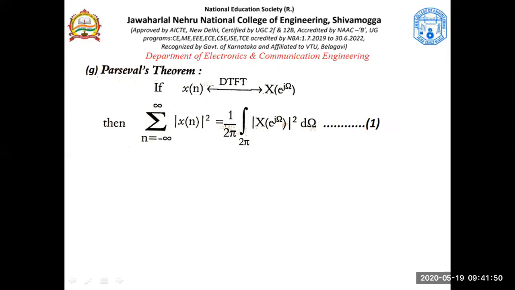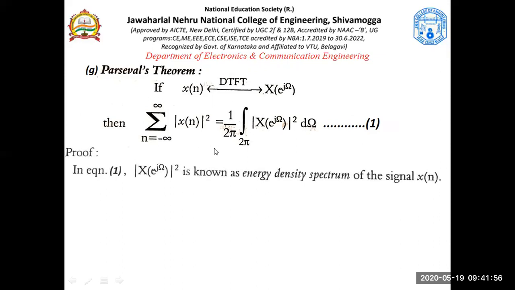So what is this? If you just see this, what is the LHS here? See, in equation 1, let's go on with this. So this is the energy density spectrum. That means here you have energy, the combined energy. When we get into frequency domain, we come to know what is the energy at each ω.